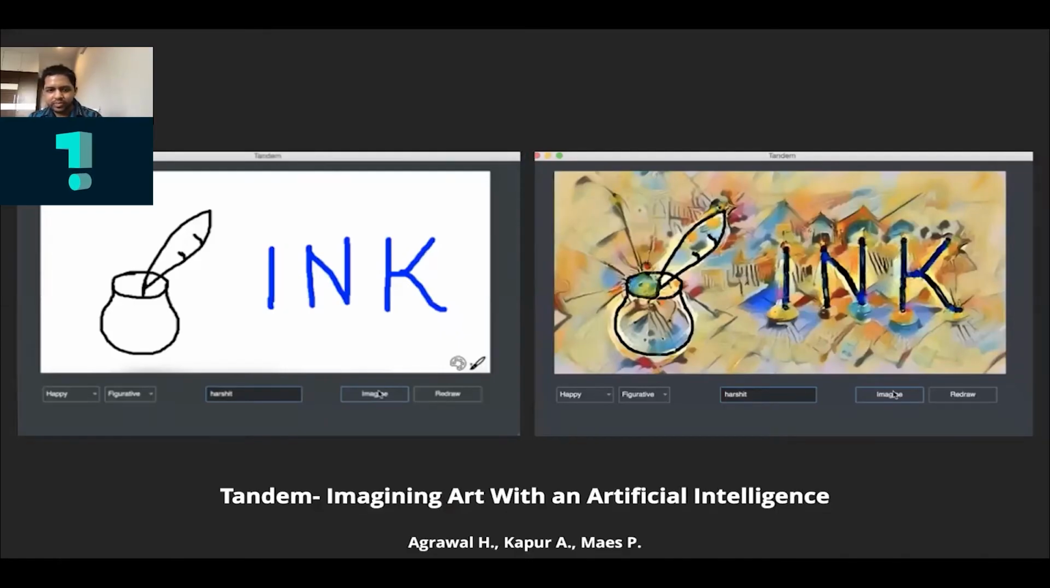So I used this technology of Google Deep Dream to create this tandem art system where you draw something like this feather pen dipped in an ink bottle, and then ask the computer to reinterpret that from its visual lens, and then it creates these very interesting outputs where it detects this as a bird and then keeps augmenting that to make a bird around it.